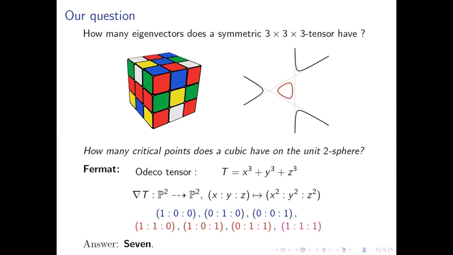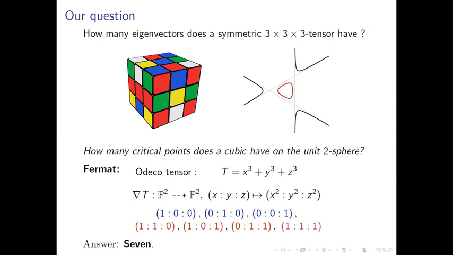So we're supposed to take the gradient map, right? So the partial derivatives of this are 3x squared, 3y squared, 3z squared. Well, we're in projective space, and the characteristic is not 3, so we can divide by 3.